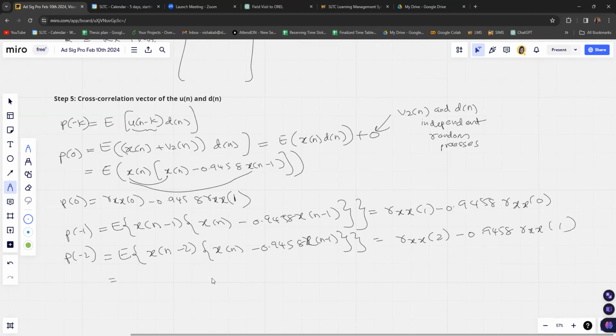So you can find the values by substituting the values that you know of rxx1, 2, and 0. And by doing so, we can find the final vector of P, and that one will be equal to P naught, P minus 1, and P minus 2. So this vector P that we get here is a cross correlation vector, which is showing the cross correlation between UN and DN. So this value we can find.